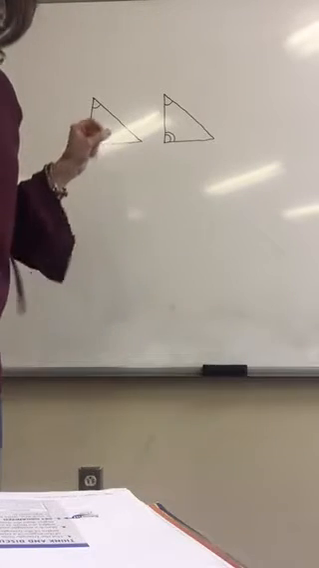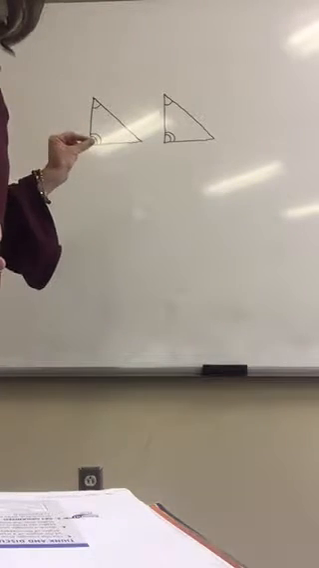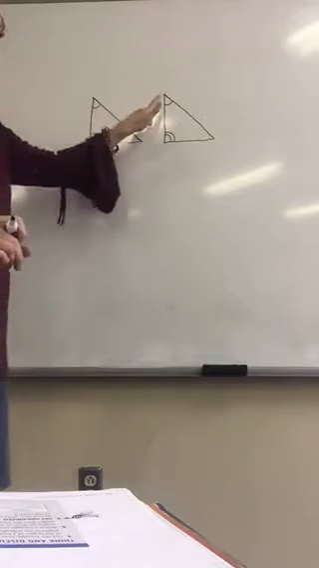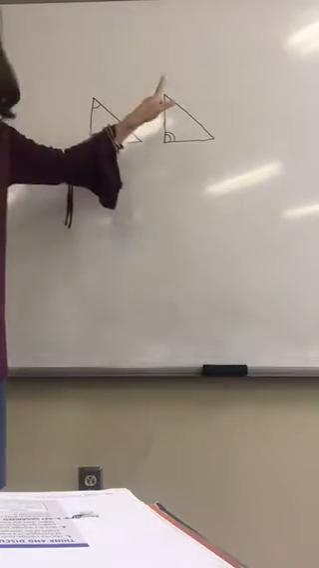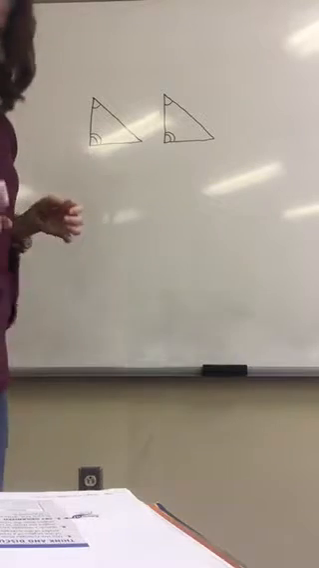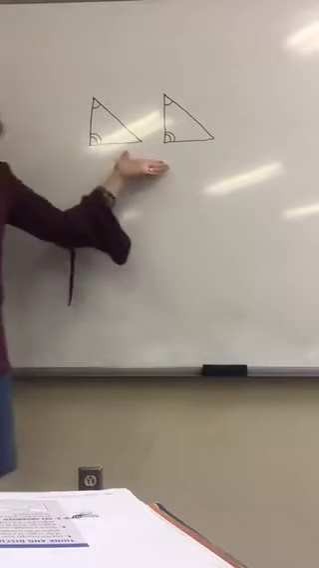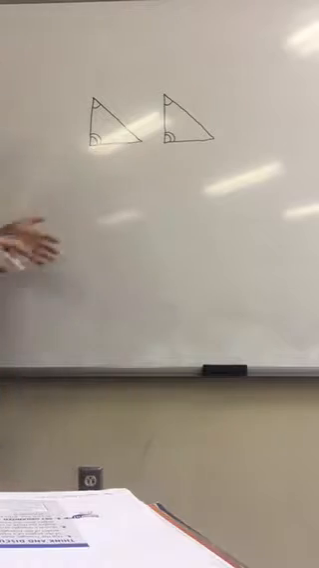What this theorem says is if two angles of one triangle are congruent to two angles of another triangle, then the third pair of angles are congruent. Why is that? How do we know that that's true? Well, let's think about this.